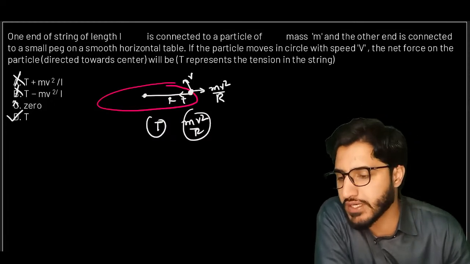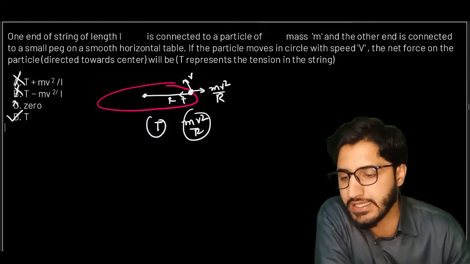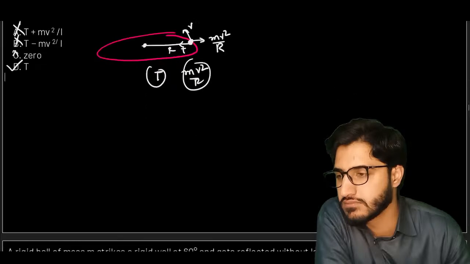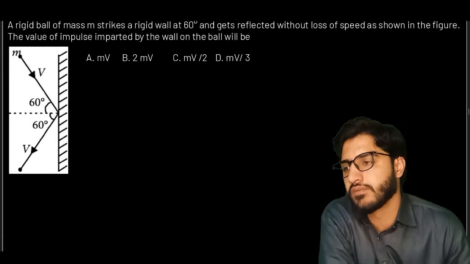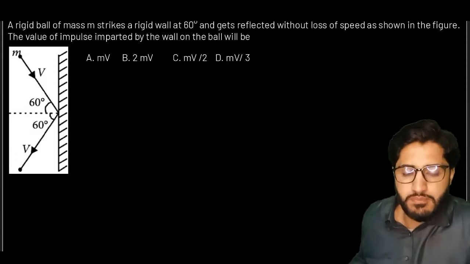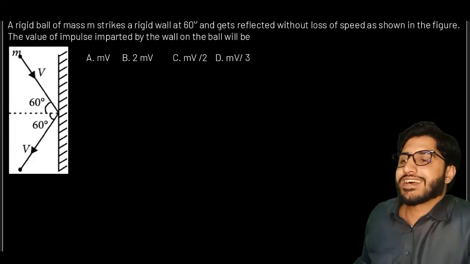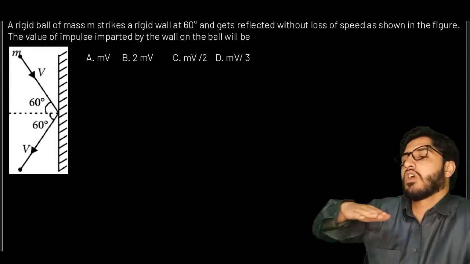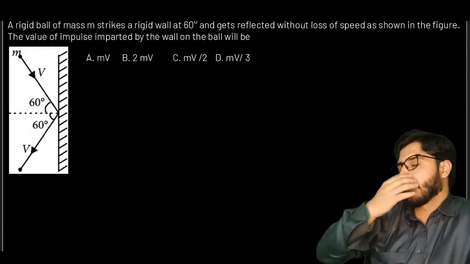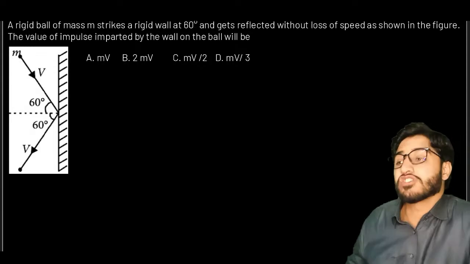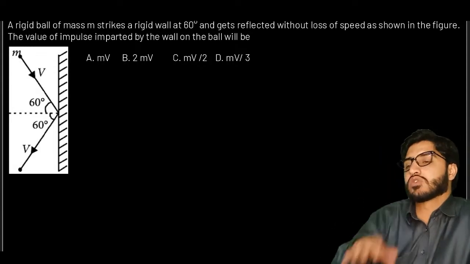So option D, yeah, option D, T is the answer. Next one. A rigid ball of mass m strikes a rigid wall at 60 degrees, but the degree is with the horizontal plane, right? So if we need to calculate the change in momentum in the horizontal, it would be 2mv cos theta. With the vertical, it is 2mv sin theta.